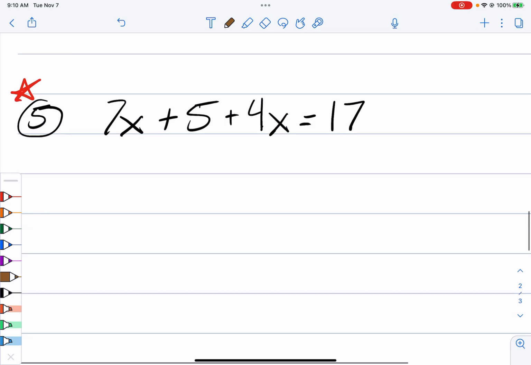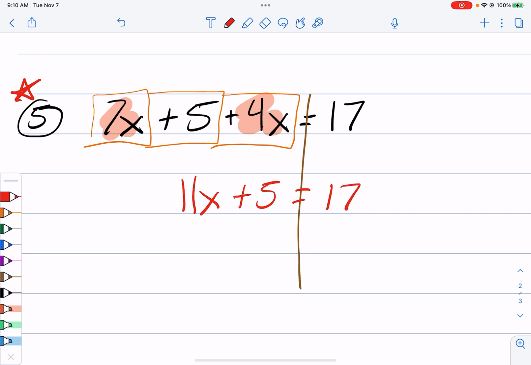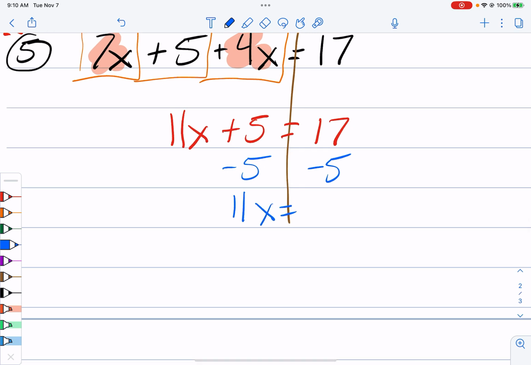One more type of problem that I want to go over. This one has some collecting like terms. On the left-hand side, I have a 7x, I have a plus 5, and I have a plus 4x. So if I combine like terms, 7x's plus 4x's makes 11x's. My 5 is my only constant, so I'm just going to leave that alone. I'm going to subtract 5 from both sides. I'm going to have 11x equals 12. If I want to get x by itself, I'm going to divide both sides by 11.